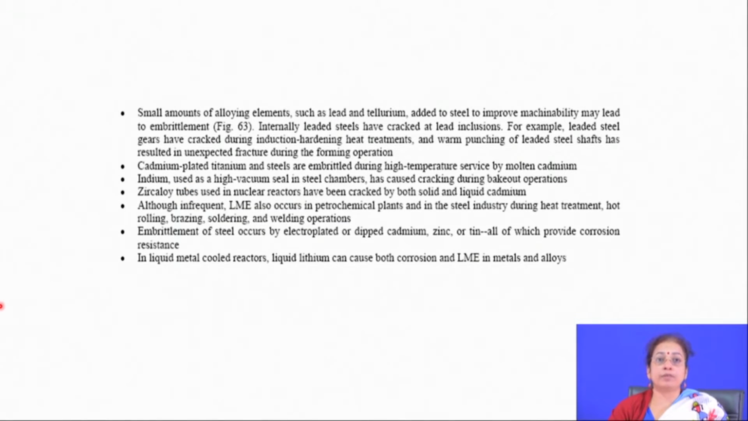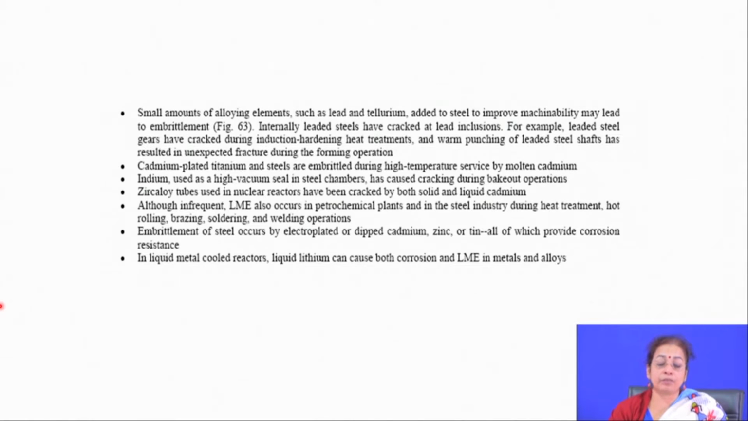Sometimes small amounts of alloying elements such as lead and tellurium, when added to steel, improve the machinability but lead to embrittlement phenomena. Cadmium plated titanium and steel are embrittled during high temperature service by molten cadmium. So, small amounts of different ingredients can cause severe trouble by the liquid metal embrittlement problem. Similarly, indium used as a high vacuum seal in a steel chamber causes cracking during breakout operations. Zircaloy tubes used in nuclear reactors have been cracked by both solid and liquid cadmium.